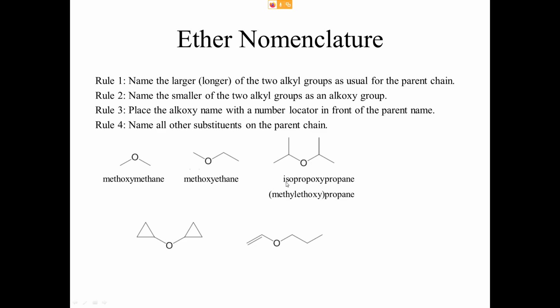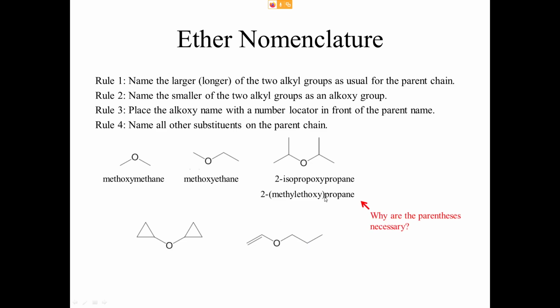But I have to tell you one more thing. Where is it? Where is it located on the propane? 2. It's on 2. Could it have been on 1? Sure, it could be on 1. I take all of this and attach it instead of here to the end. So it'd look like this on this end. That would be fine. So I do need the 2. So it's on 2 propoxy.